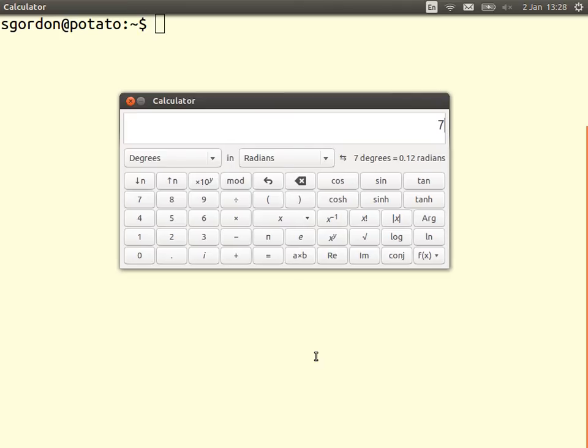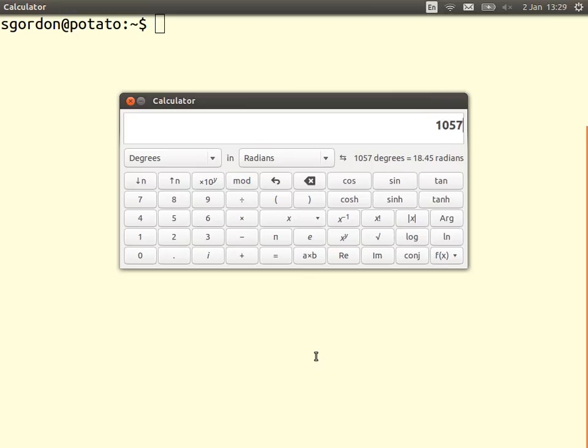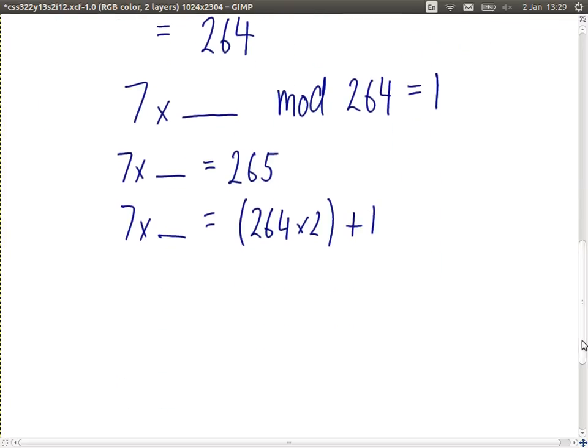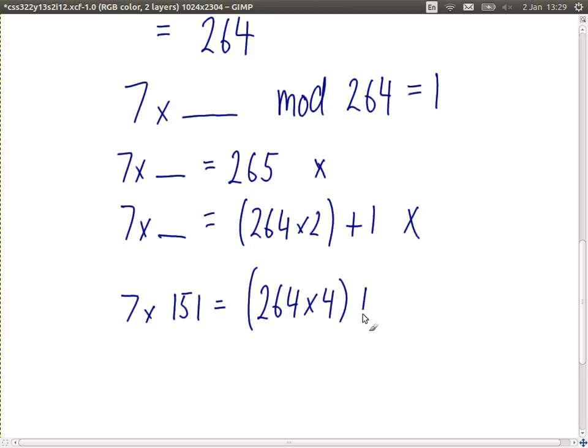7 times 151 mod 264 equals 1. This one didn't work, this one didn't work. Eventually we got 7 times 151 is 264 times 4 plus 1. That is, we found D. And I did it by just trying all multiples of 264 plus 1. You can do it faster than that. We've finished. We've found D.